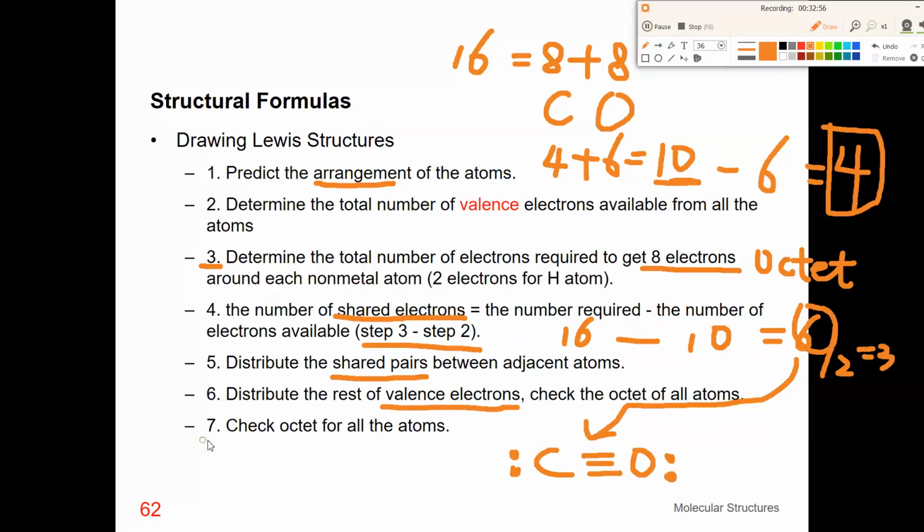So the last step, check octet, is very important, right? You check the structure. So check carbon, it's 8 electrons. Then we check oxygen, 8 valence electrons. So this should be the structure.